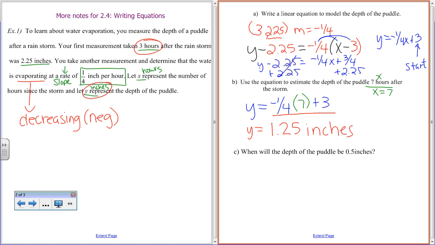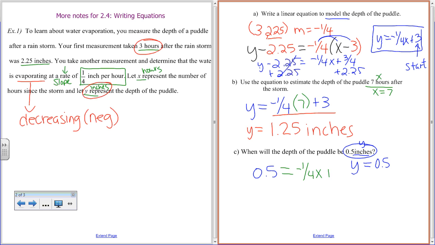Now it's asking us, when will the depth of the puddle be 1/2 inch? We're looking at inches. This is a y value. So now I know y is equal to 0.5. We're always going back to our original equation. That's what we're using. It's an equation to model. So this is what we use for all of our additional problem solving. But what we're going to do is plug that 0.5 in for y. So we're going to have y equals 1/2 equals negative 1/4 x plus 3.